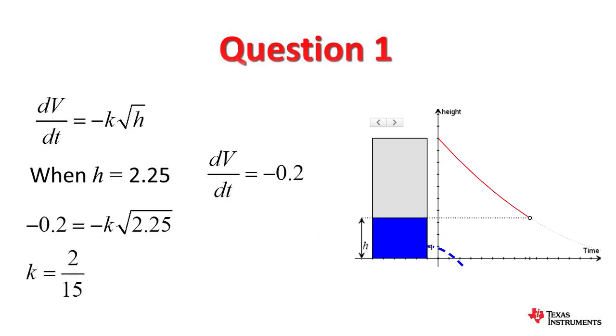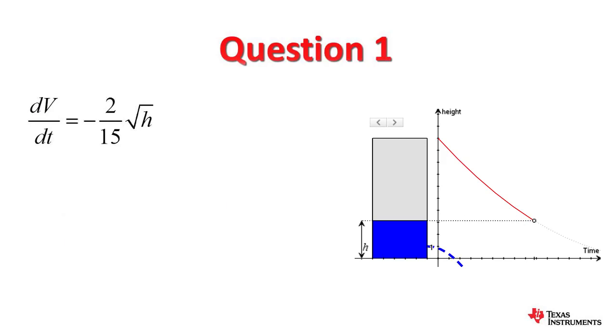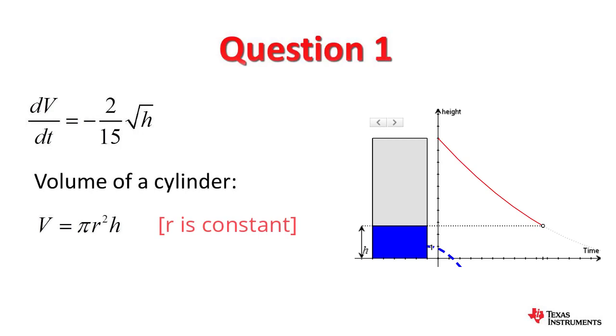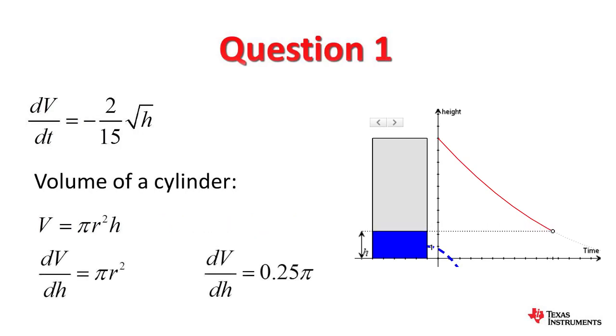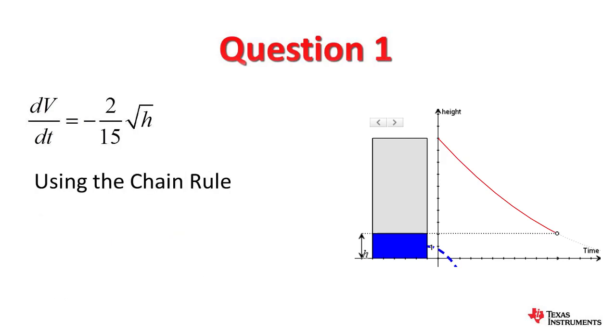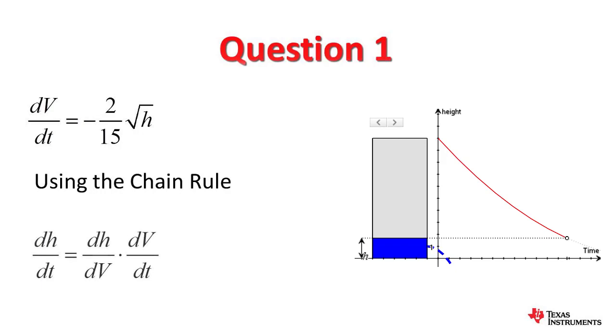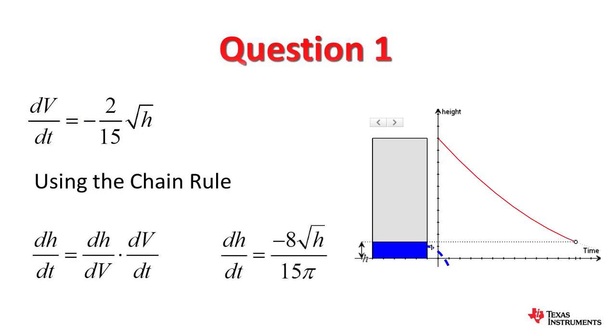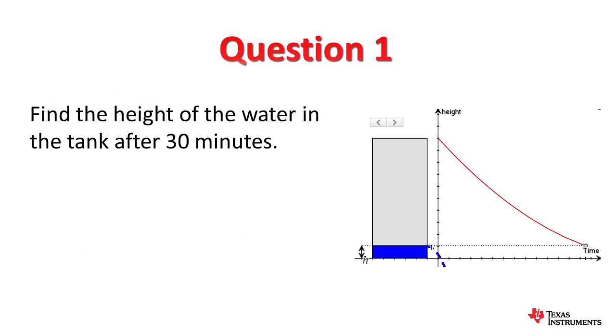Since it is a cylinder, we can find volume as pi r squared h and the derivative dV/dh. And now we need to use related rates to finally obtain the equation for dH/dt. We are to find the height of the water after 30 minutes, but the original rate of change is in hours, which means after 0.5 of an hour.